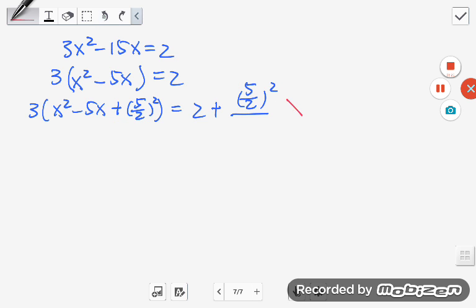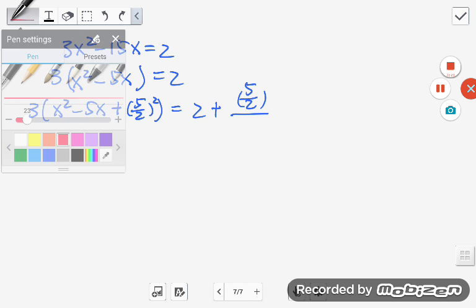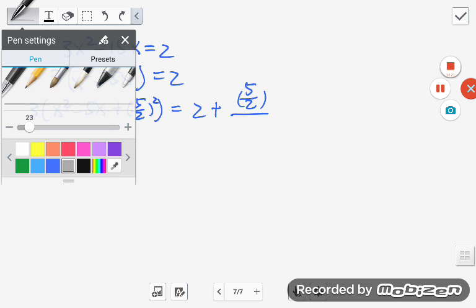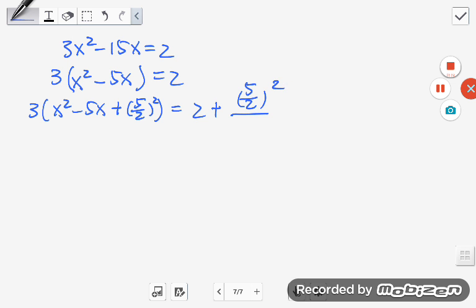Yes, you're right. If we did not have, let me put this back. Oh, wrong color, sorry. If we did not have this 3 right there, this 3 is multiplying everything inside. So even though it looks like I'm just adding this 5 over 2 squared, when that goes in, this goes to x squared, goes to negative 5x, goes to this extra number that we added. That's exactly how much we're adding to the left.